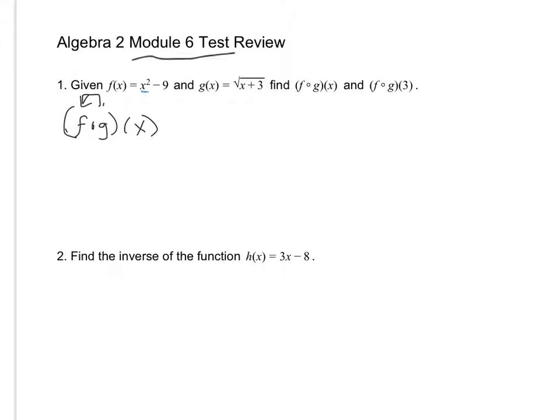So everywhere I see x in the f function, I'm going to put this whole entire thing of g. So in this case, it says x squared, but instead of x, I'm going to put square root x plus 3 squared minus 9. So everything that was just an x is now this square root of x plus 3. Now, we remember that the square root and the square will cancel out, so that will just leave us x plus 3 minus 9. And then 3 minus 9 is just negative 6, so this is just x minus 6.